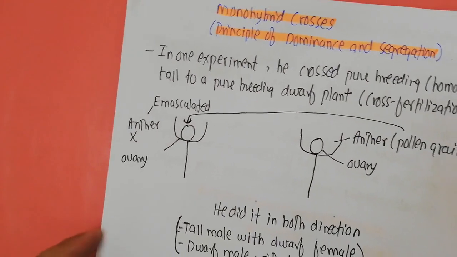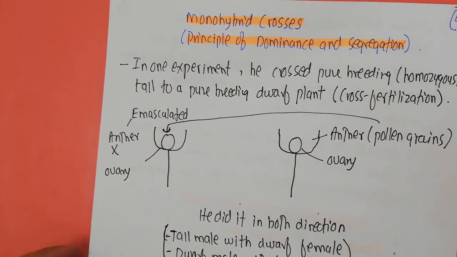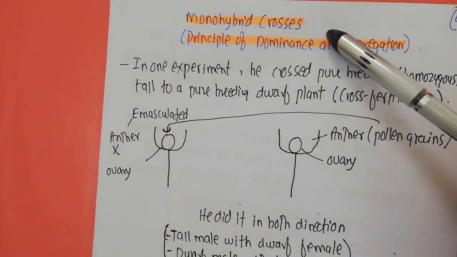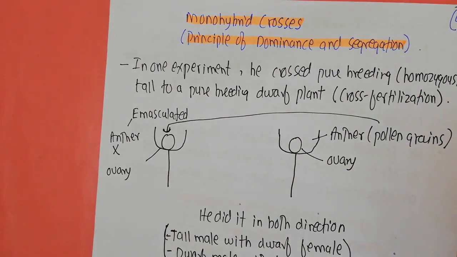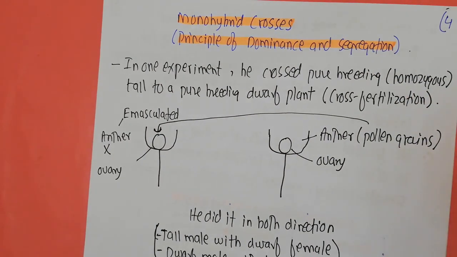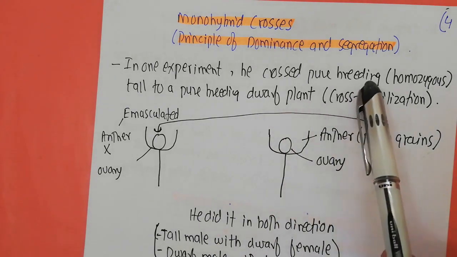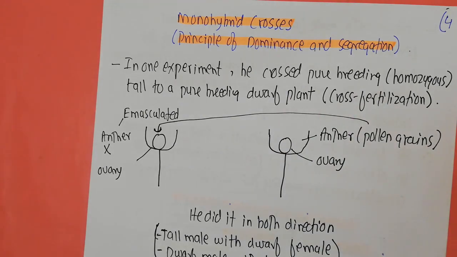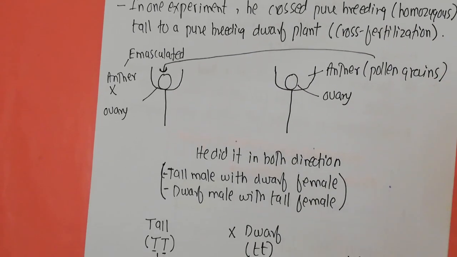One of the keys to his success was that he started with monohybrid crosses, because if you are dealing with a single trait, you will be able to deduce the results very well. But if you work on a variety of traits at a single time, the result will be very complex and you will not be able to deduce anything. So in one of his experiments, he crossed a pure breeding homozygous tall plant to a pure breeding dwarf plant.